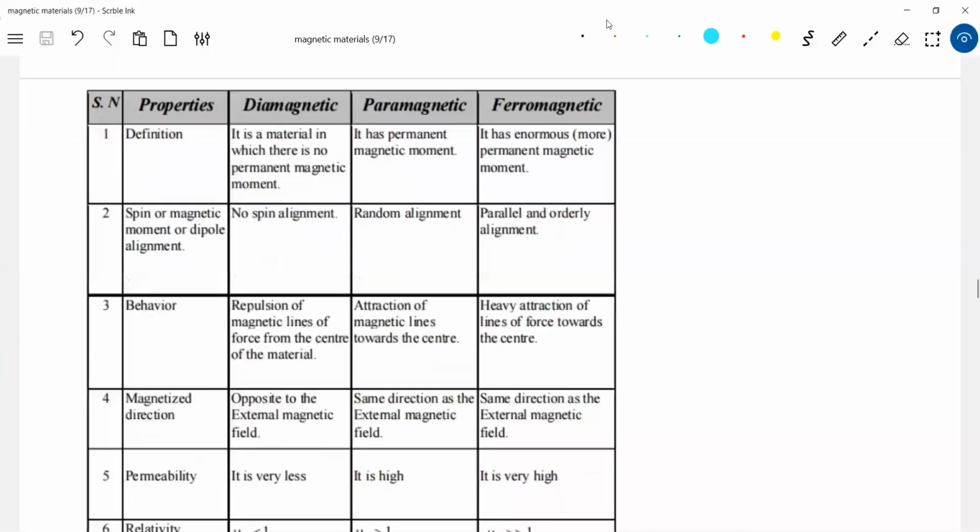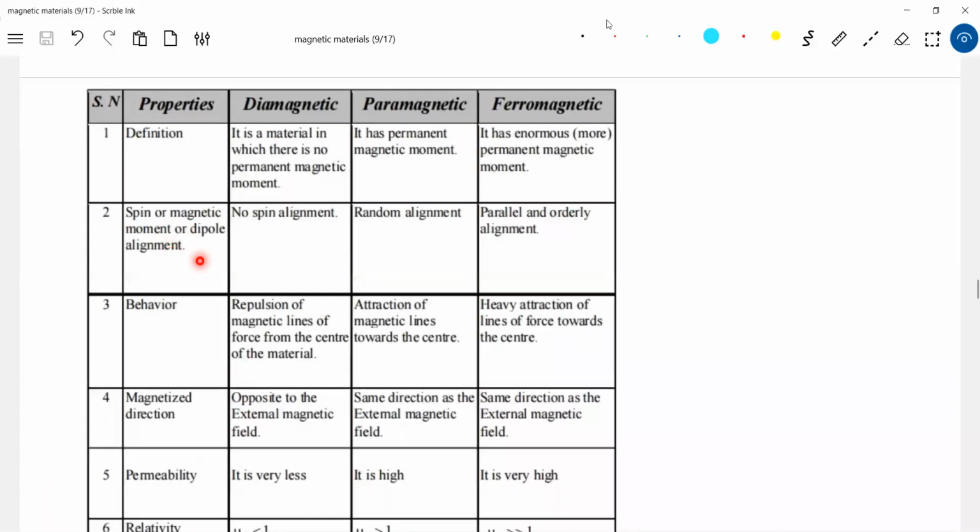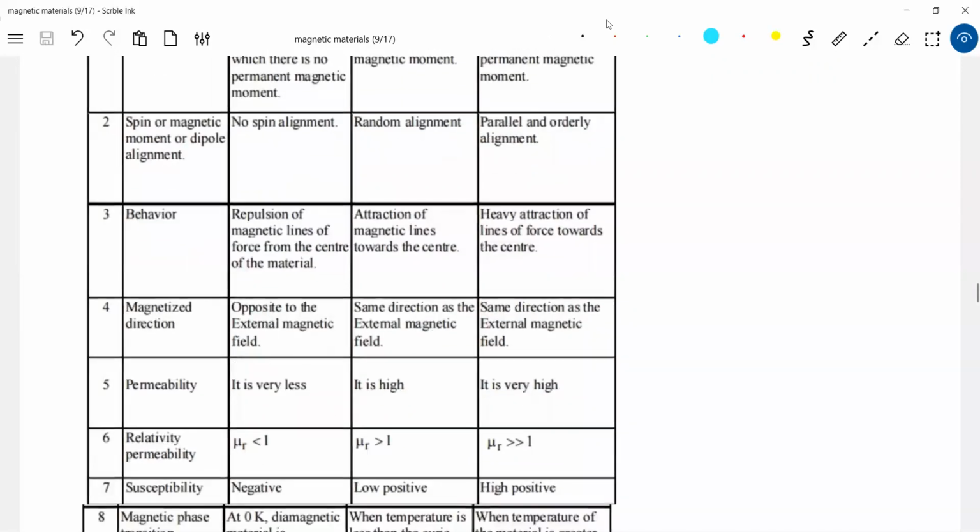And next, the spin or magnetic moment or dipole alignment. Diamagnetic has no spin alignment. Paramagnetic will have random alignment, and ferromagnetic has parallel and orderly alignment inside the material. This is the thing. Next, the behavior.